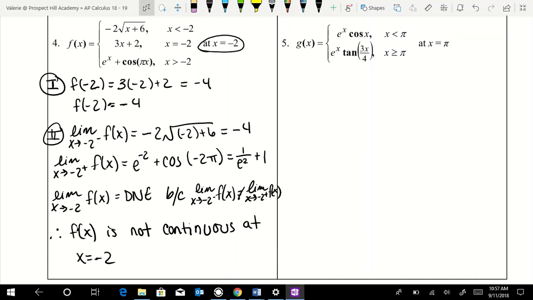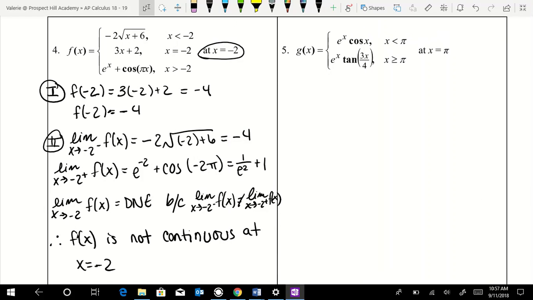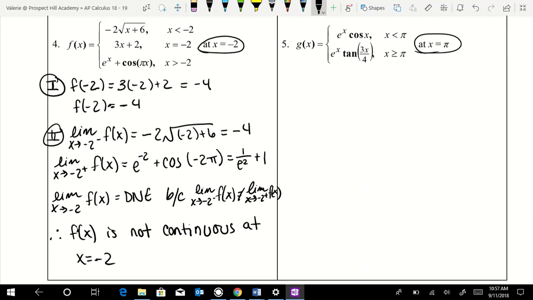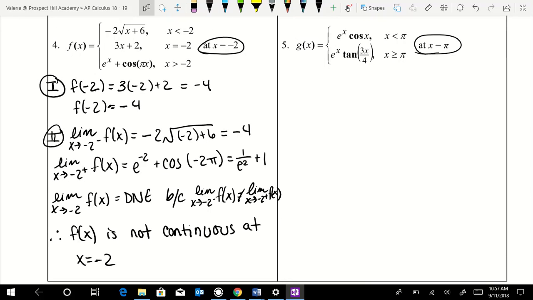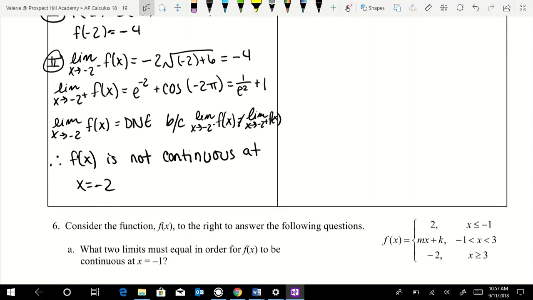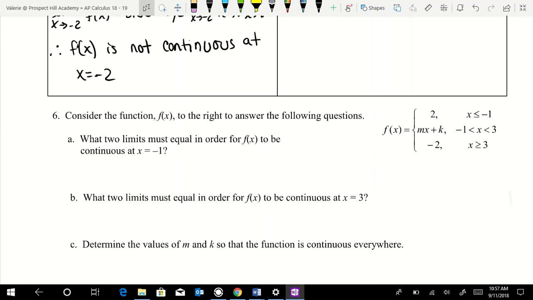So now what I want you to try is number 5. You're looking at continuity at x equals pi. Using this piecewise function, use the 3 definitions of continuity in order to help you figure this out.